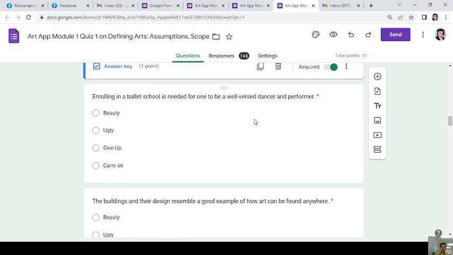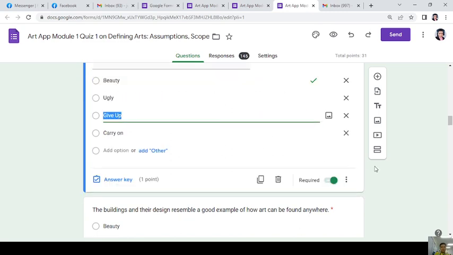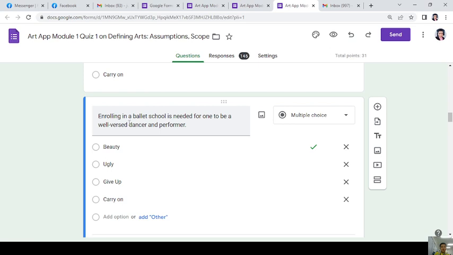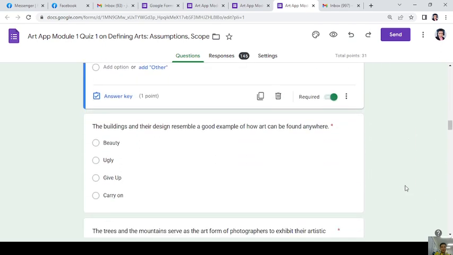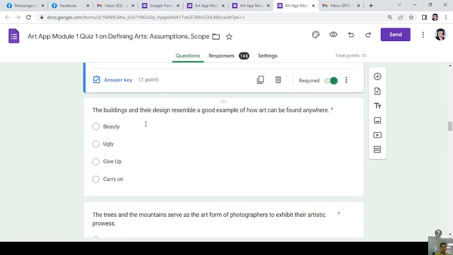Next, enrolling in a ballet school is needed for one to be a well versed dancer and performer. Is this true or false? Training of skills. Yes, you will become a well versed dancer when you're exposed to a particular school or group that will really enhance your skills.